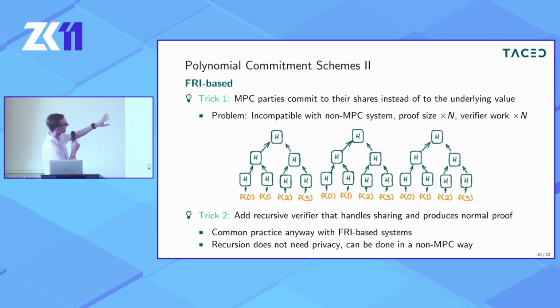And then we can work around this issue even a little bit more by adding a recursion step that is commonplace anyway in many FRI-based systems, where you have essentially a recursive verifier that handles all of this new MPC stuff, does all of the verification, all of the recombining, and then, because there is no need for privacy anymore in this recursive verifier, you can do it outside of MPC.